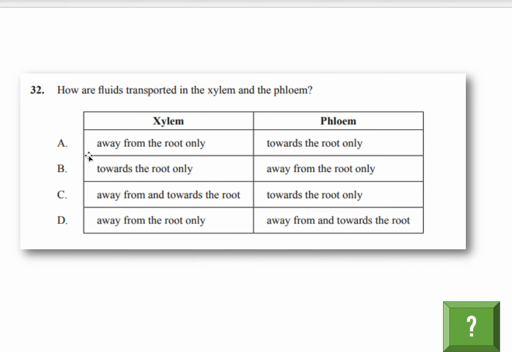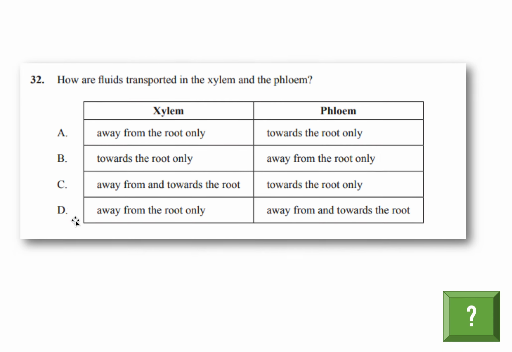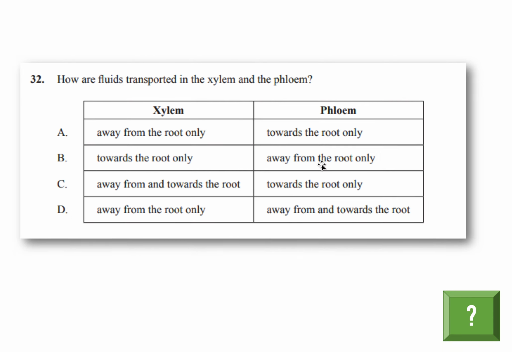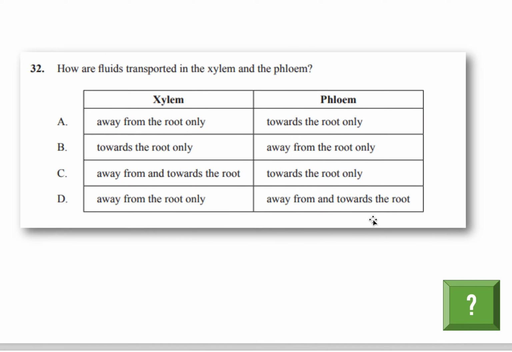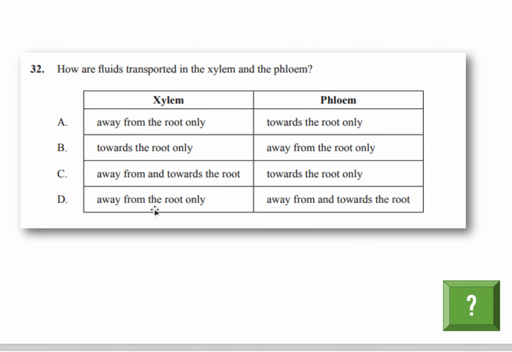So it can't be A or B. C, away from and towards the root. No, it only does away from. So it's got to be D through process of elimination, but let's confirm. For phloem, away from and towards. That's true. So this is one key difference you need to know. The xylem goes one direction, the phloem can go two directions. So that's it for this video.